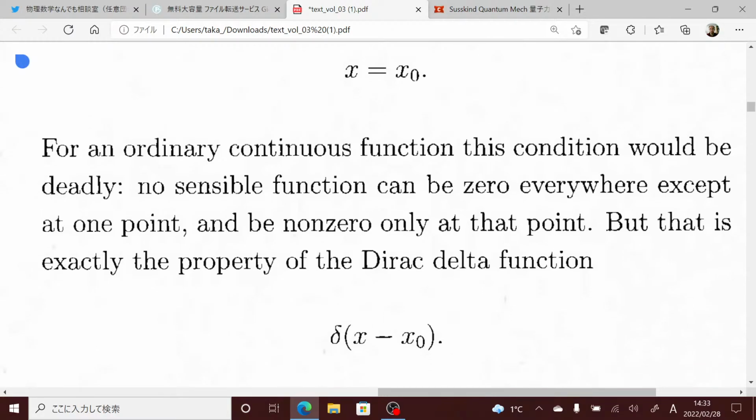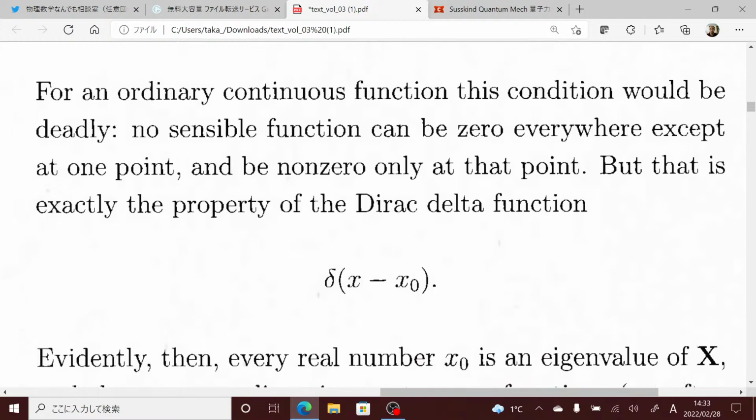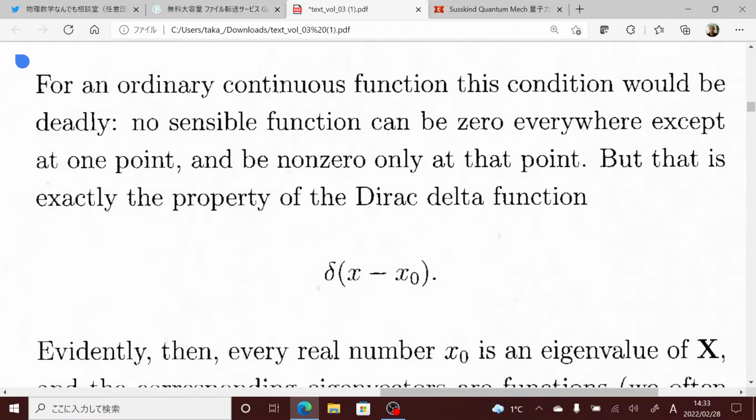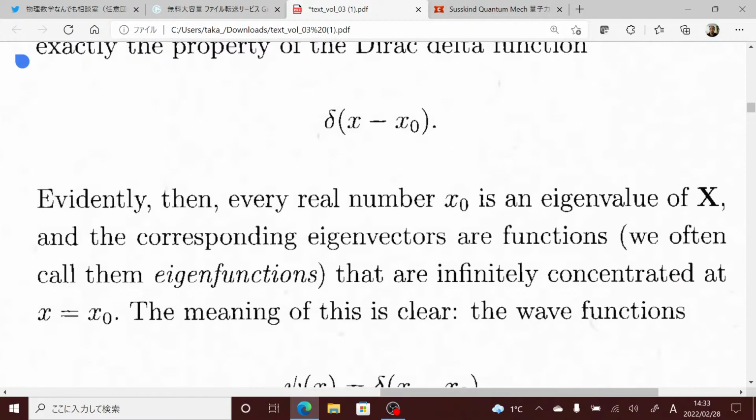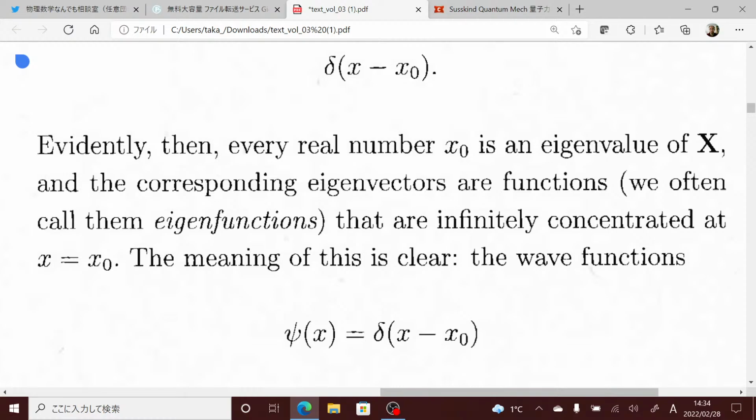For an ordinary continuous function, this condition will be deadly. No sensible function can be 0 everywhere except at one point, and be non-zero only at that point. But this is exactly the property of the Dirac delta function, delta(x minus x0). Evidently, then, every real number x0 is the eigenvalue of x, and the corresponding eigenvectors are functions, we often call them eigenfunctions, that are infinitely concentrated at x equals x0.